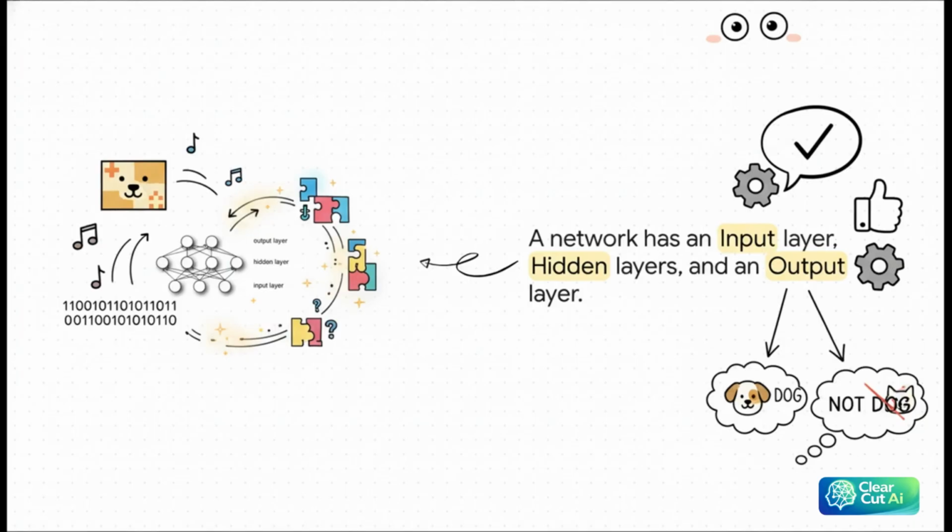So if you look under the hood, a neural network is made up of layers. You've got an input layer that takes in the raw data, like all the pixels in an image. Then you have these hidden layers. This is where the real thinking happens, where it starts piecing the patterns together. And finally, you've got an output layer that makes the decision, that says, yep, that's a dog.